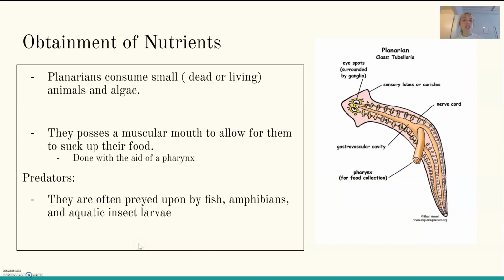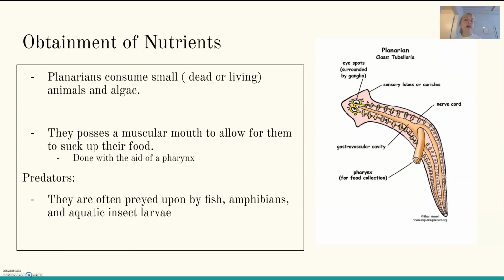Planaria obtain their nutrients by consuming small, dead or living animals like larvae, and they will also eat algae. They do this through a muscular mouth, which can be seen on the diagram. They also have something called a pharynx, which allows them to suck up their food and obtain nutrients from that.